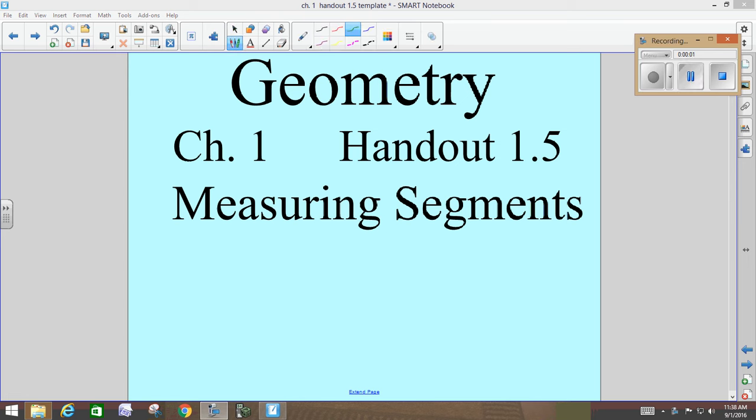Measuring segments. Remember, a segment is part of a line with two endpoints. It stops, so we're going to be able to find the length of it. A line you can't find the length of because lines go on forever. A ray has one endpoint, but then it goes on forever, so we don't know the length of rays. We just find lengths of segments.